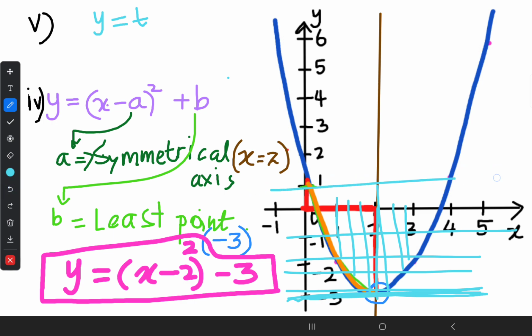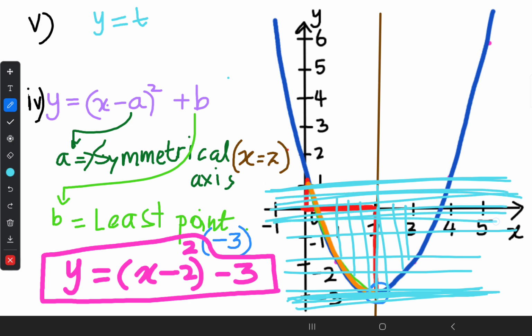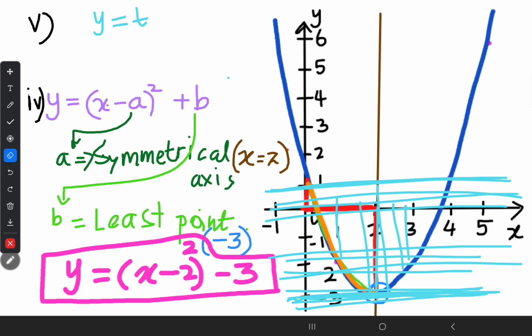Starting from here and ending up here, in between this range, when you draw any line which is parallel to the x-axis, that will give you two corresponding positive x coordinates.